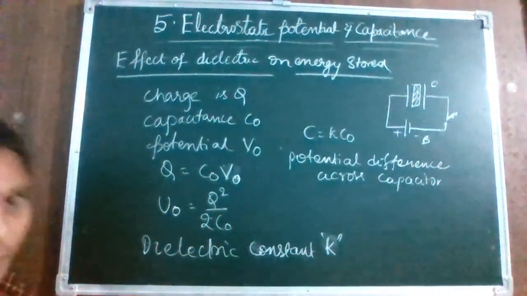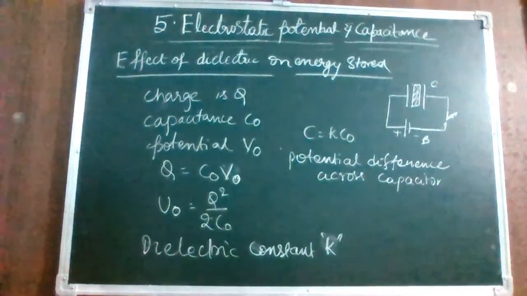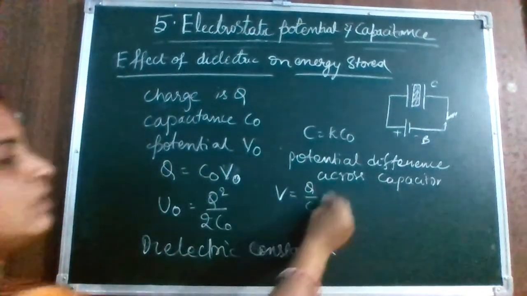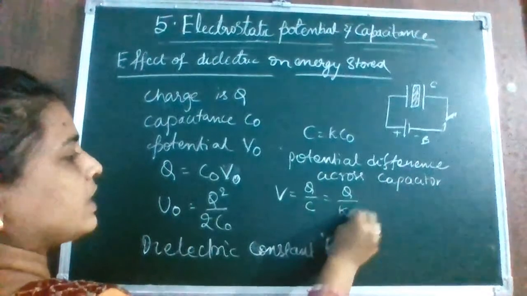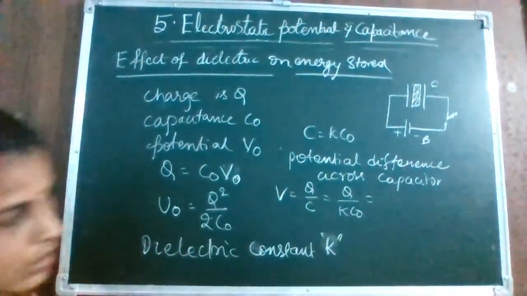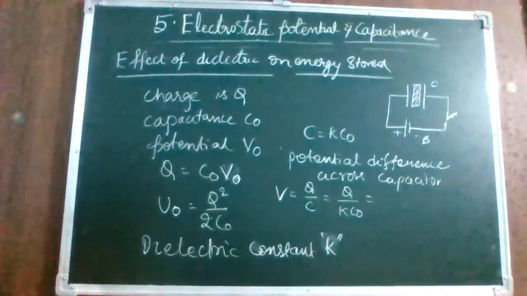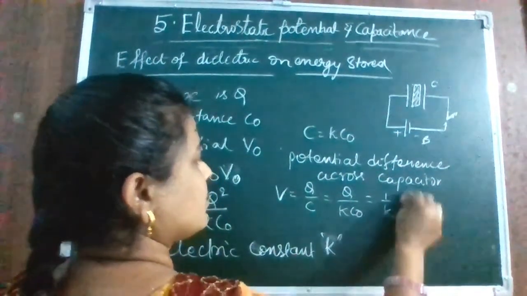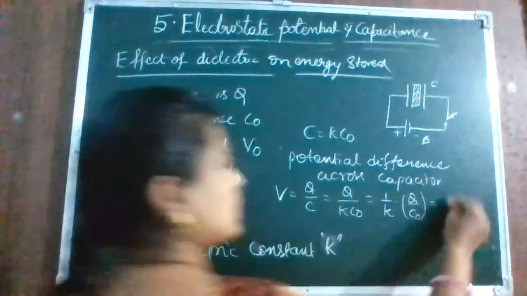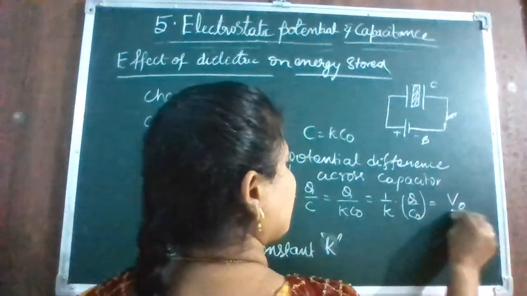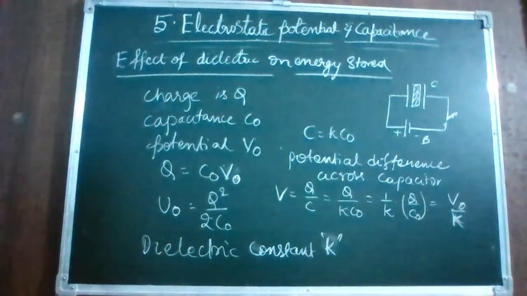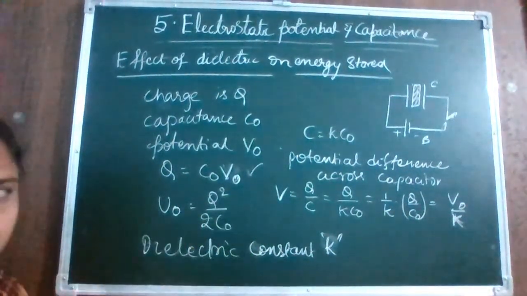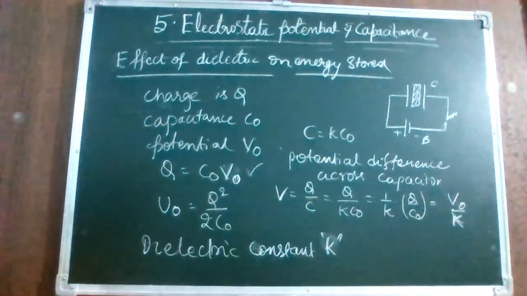For the potential difference, we have the formula V is equal to Q by C. Then it becomes Q by K C naught, which is equal to 1 by K into Q by C naught, which is the new potential, V naught by K. From this equation, V naught is equal to Q by C naught. The charge remains constant.